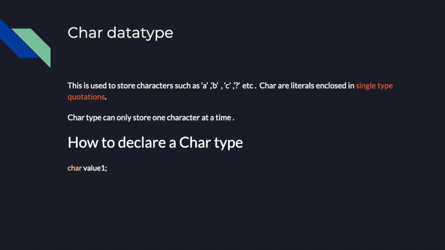Char type can only store one character at a time. Do not try to store multiple characters. You cannot store a word in a char type. It's not how it works. So how do we declare char type? Char value 1. We start with the type first, then what we want to name that variable.